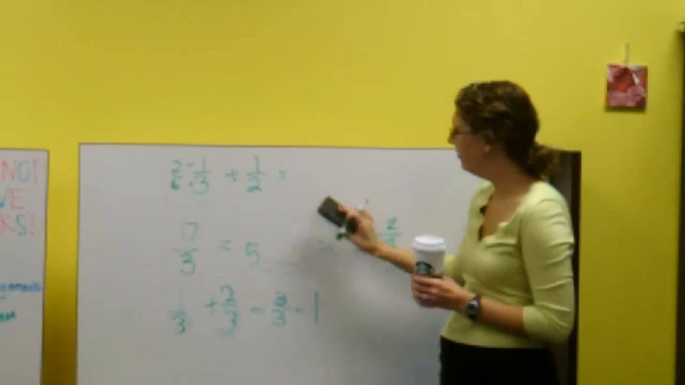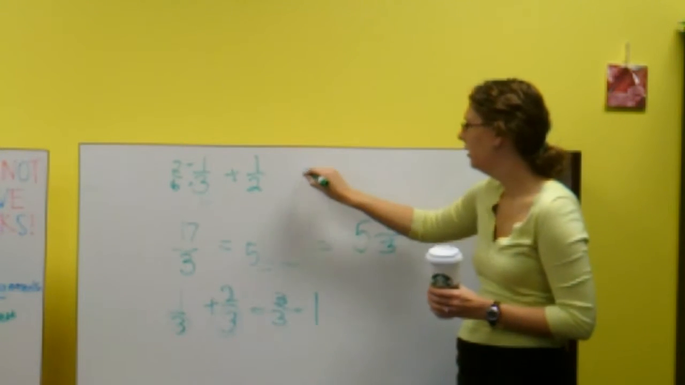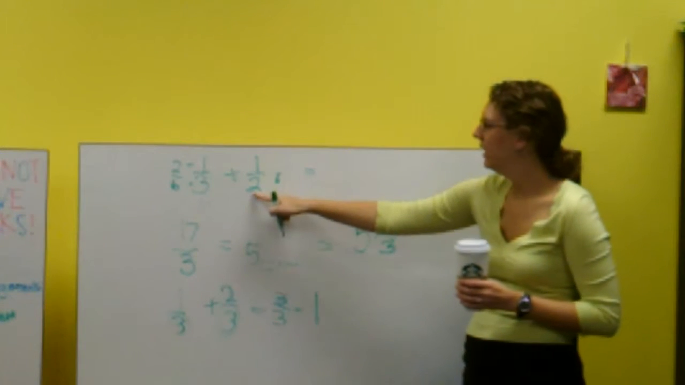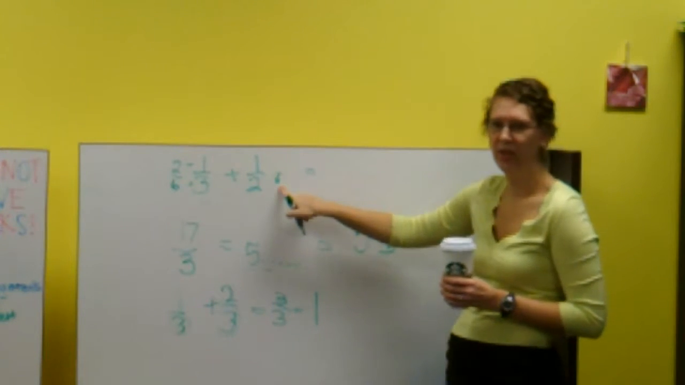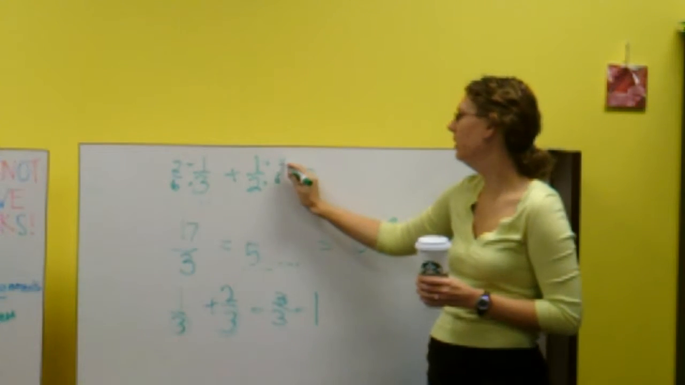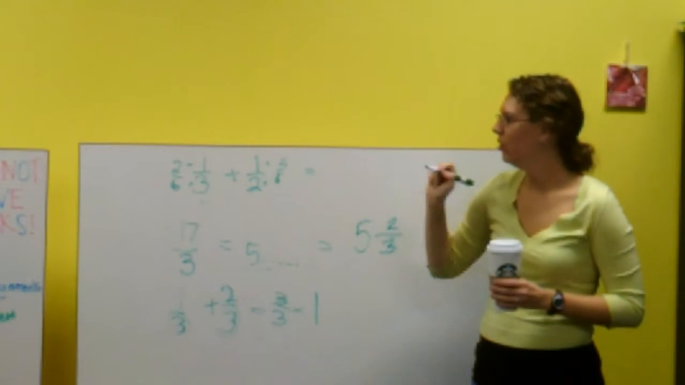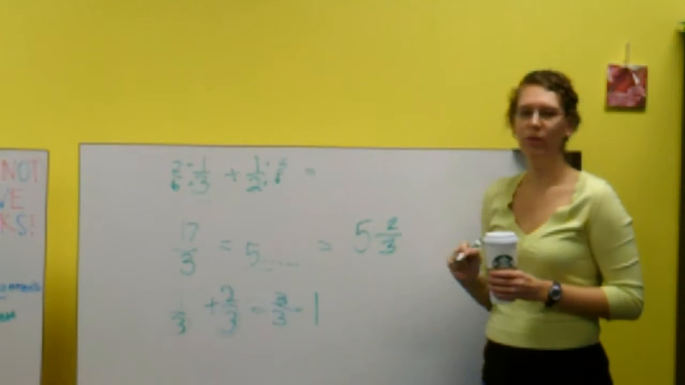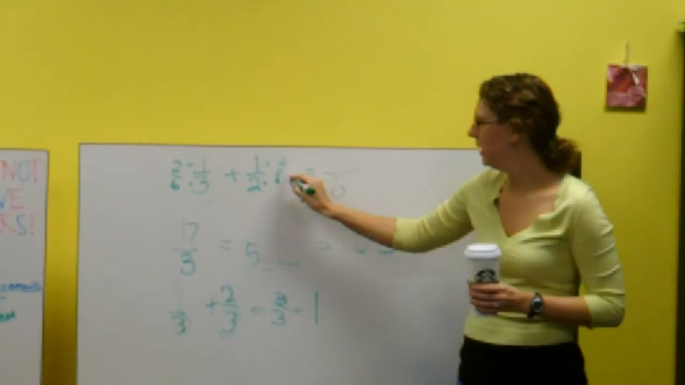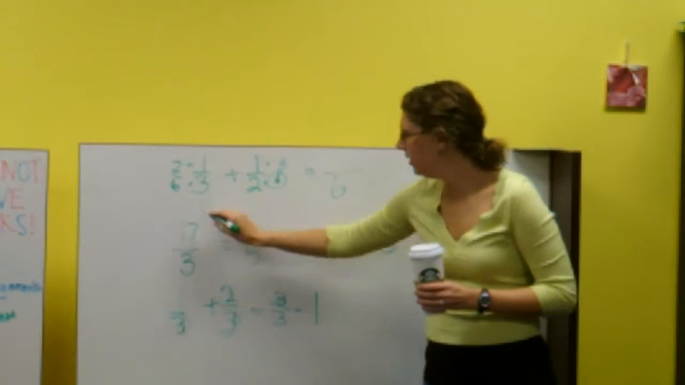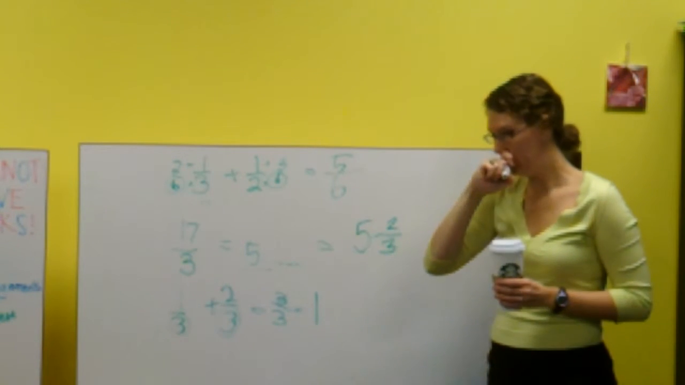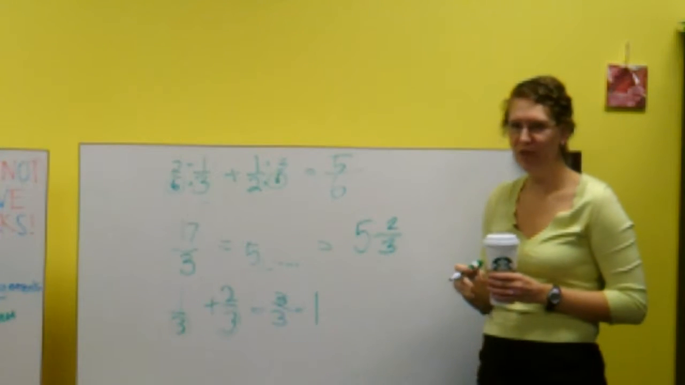Okay, what about 1/2? I'll move my equal sign over a little bit. What is 1/2 in sixths? I need 1/2 in sixths. How do I get from 2 to 6? 3. So 3 over 6. Now if I take 2/6 plus 3/6, what is my answer? It's going to have to be in the same terms, like terms, 5/6. So 1/3 plus 1/2 is 5/6.